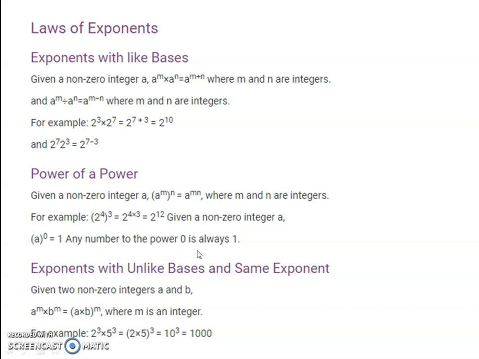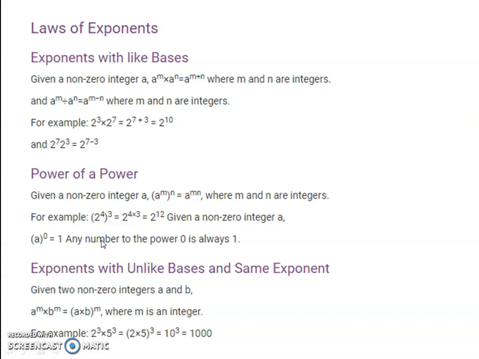Now the very important rule here is, any number, any integer raised to the power 0 is always 1. Always 1. Whether it is 100 or 1000, 10,000, any number raised to 0 is always 1. You will have one word questions based on this. Now exponents with unlike bases and same exponent. That is, you have the exponent same and base different. So you will multiply the bases and put the common exponent.